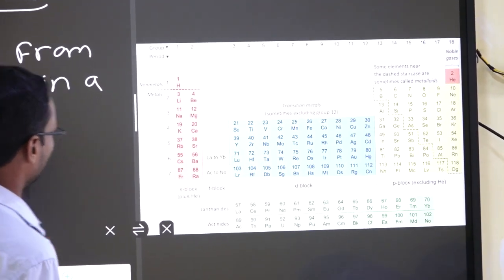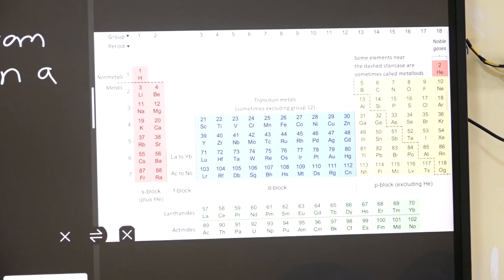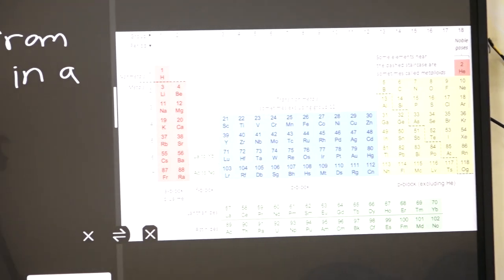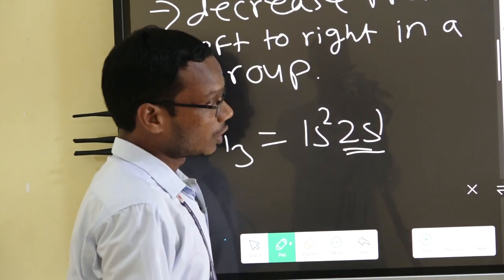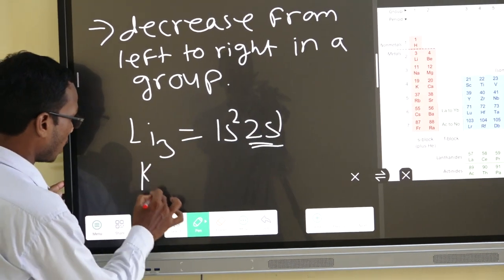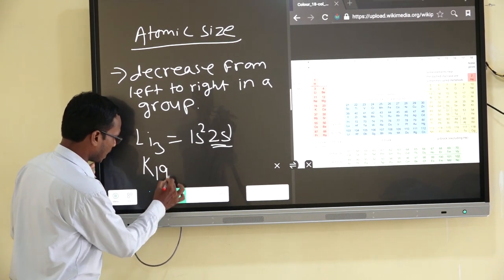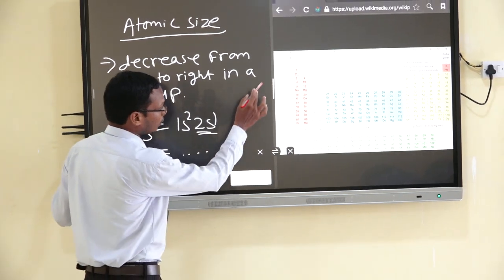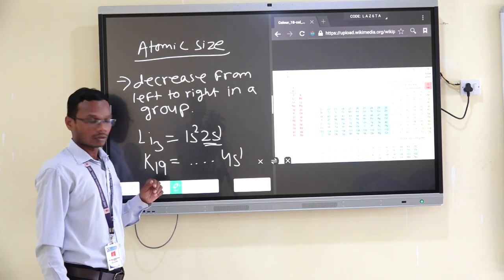Consider lithium. What is the atomic number of lithium? Atomic number of lithium is 3. Configuration is 1s2, 2s1, the last one is 2s. Now consider potassium. What is the atomic number of potassium? Potassium atomic number is 19. What is the electron configuration? In the last subcell 1, 2, 3, 4: 4s1. Yes or no?